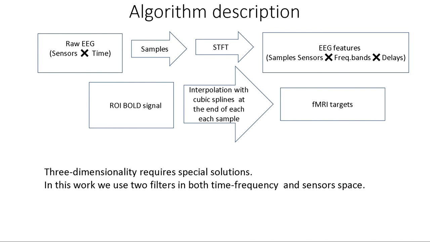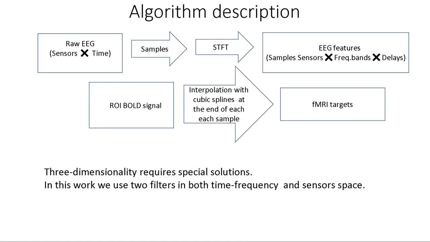First of all, we have raw EEG with two dimensions, sensors by time. Second, we have a sliding window for extracting 50-second EEG samples, with a step of 5 seconds. After that, we apply the short-time Fourier transform and find the EEG features. It has three dimensions: samples, sensors, frequency bands, and delays.